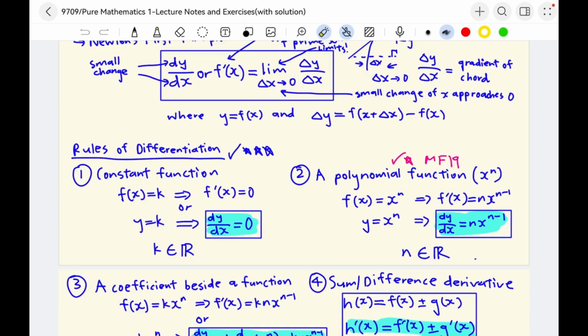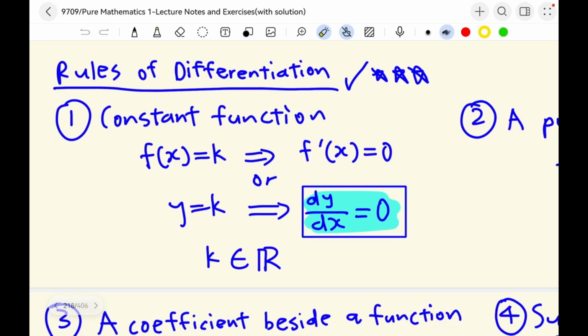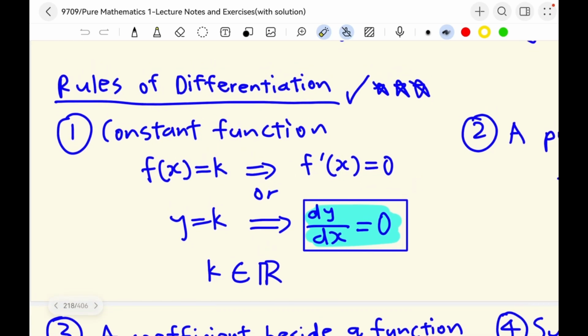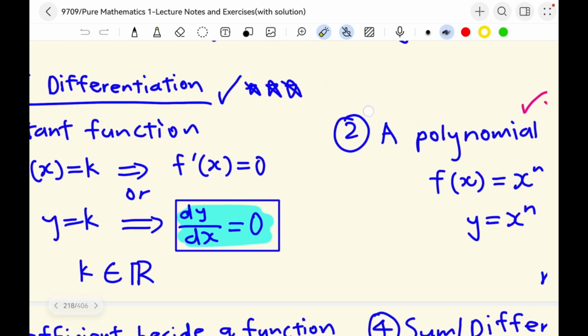Okay, so for the first, constant function. Okay, what is a constant function? It means a function which is equal to a value without the x. It is independent from x, right? Which means that it does not have the x degree. So no matter how much this constant is, the derivative you get is equal to 0. Okay? Why?